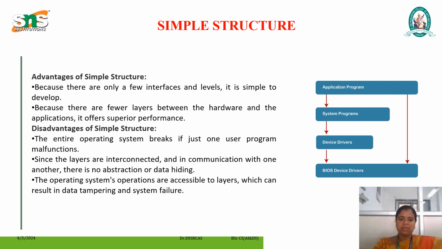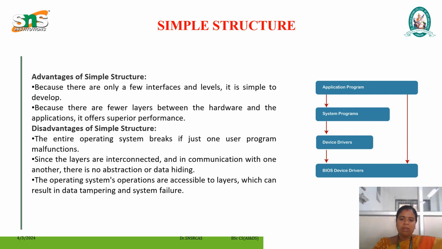This organizational structure is used by the MS-DOS operating system. There are four layers that make up the MS-DOS operating system and each has its own set of features. The layers include RAM, BIOS, device driver, application program and the system programs.